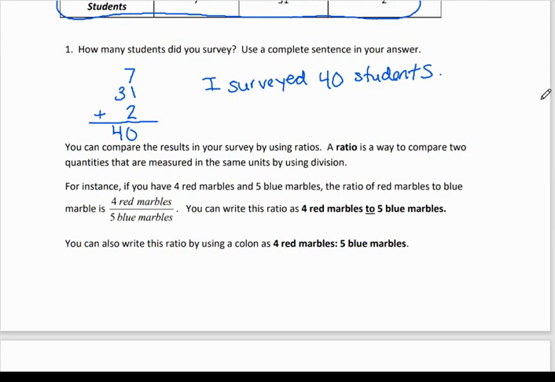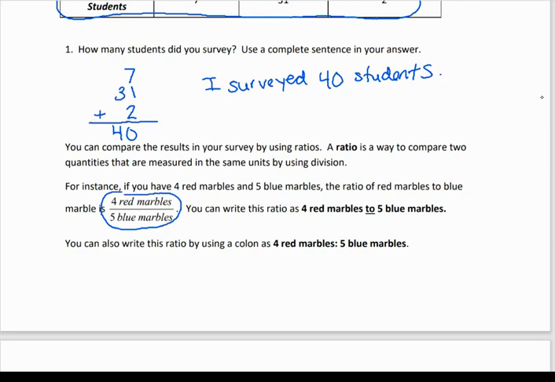So now we can compare the results in your survey by using ratios. A ratio is a way to compare two quantities measured in the same units using division. So let's ignore the student situation for a moment and use this example of marbles. If you have 4 red marbles and 5 blue marbles, the ratio is 4 to 5. And we can write that as a fraction. So I'm going to circle the 3 scenarios. We can write that as a fraction.